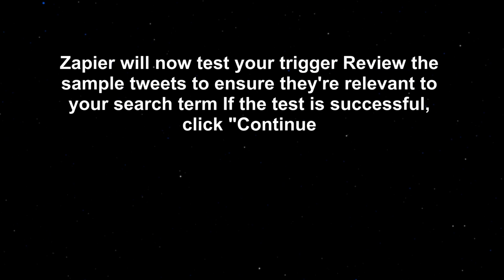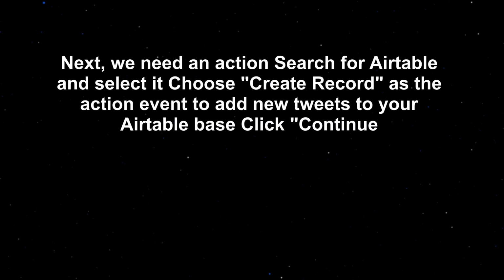Click continue. Zapier will now test your trigger. Review the sample tweets to ensure they're relevant to your search term. If the test is successful, click continue. Next, we need an action. Search for Airtable and select it. Choose create record as the action event to add new tweets to your Airtable base.